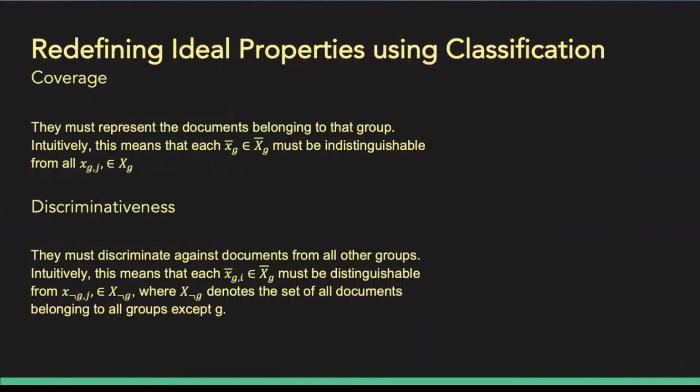As the title of the paper says, we are trying to do this using classification. For coverage, we define this as: an ideal classifier should not be able to distinguish between the prototypes and the document group of which it is a prototype. For discriminativeness, an ideal classifier should be able to perfectly classify prototypes of one group from documents from all other groups. That's the main idea of the paper.